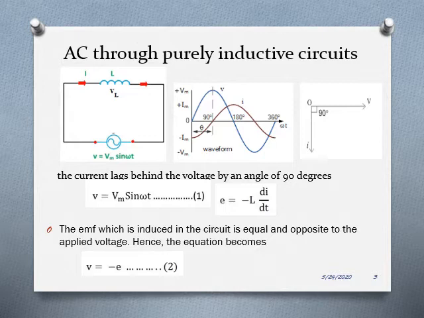Now look at the second waveform diagram. Here the voltage and current waveforms are shown. The peak value or the maximum value of voltage is Vm and the maximum value of current is Im. The voltage starts at the instant 0 and reaches its maximum value at 90 degrees.